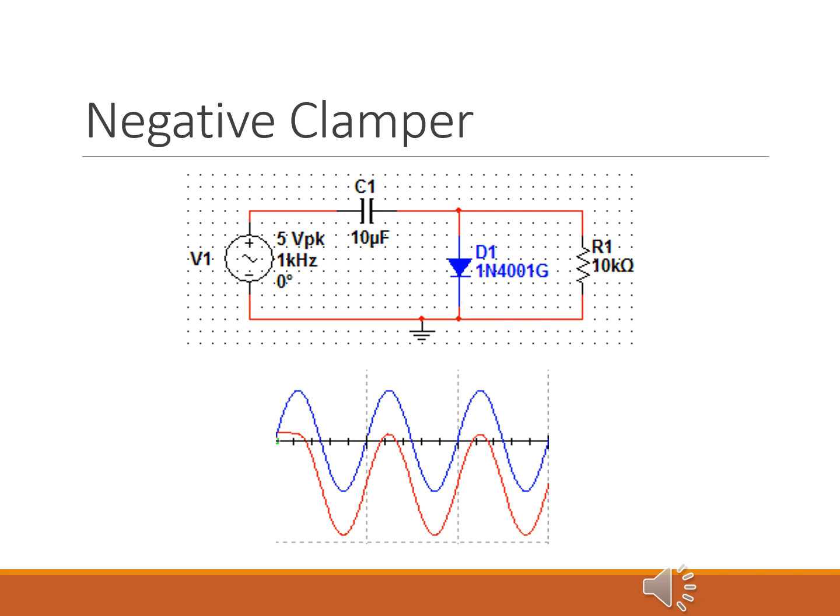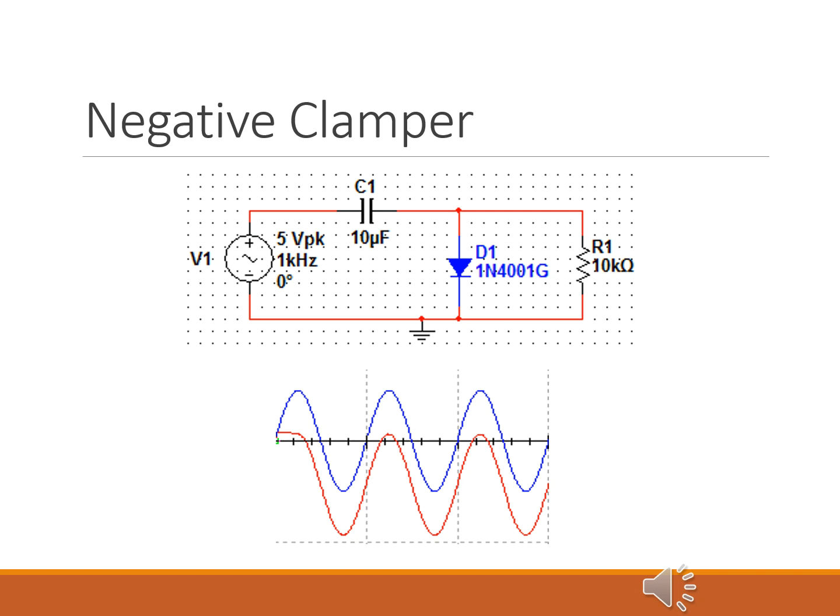So again, let's do this one cycle by cycle, starting off with the positive cycle. On the positive half cycle of the input, the diode is forward biased. It acts like a short circuit, and the capacitor charges to the positive peak, about 5 volts, right?